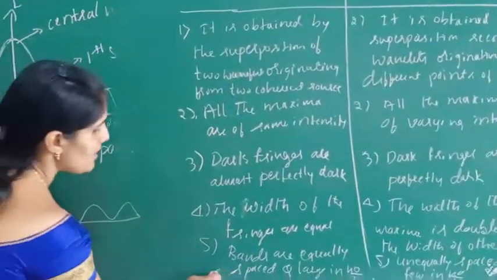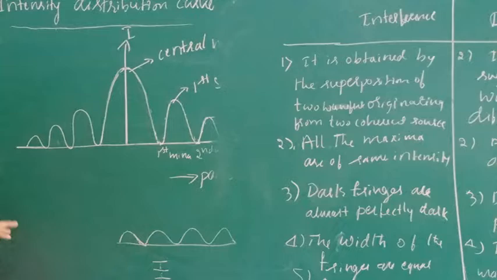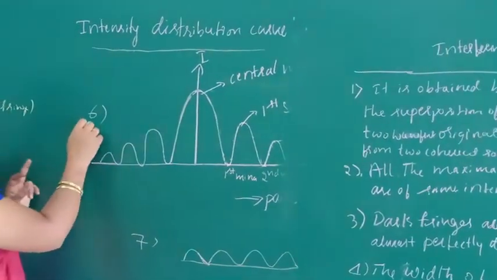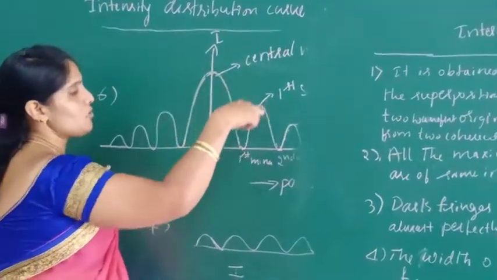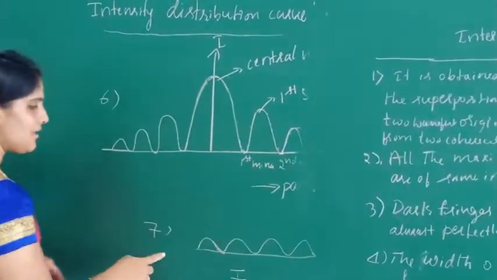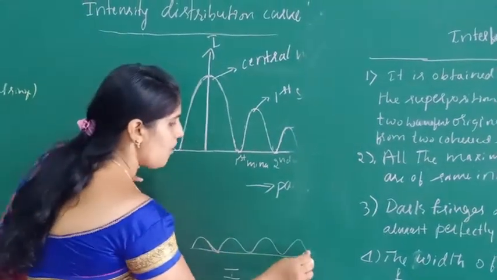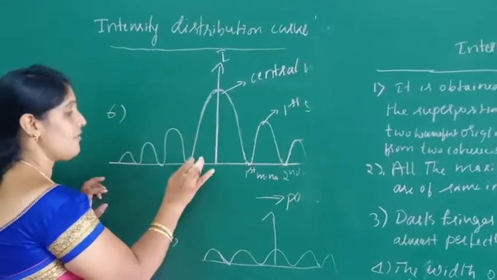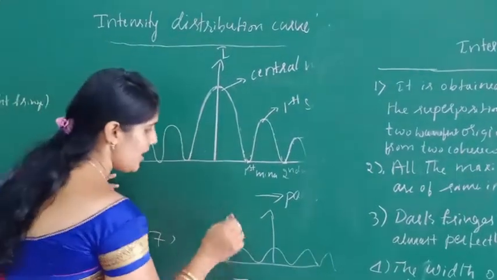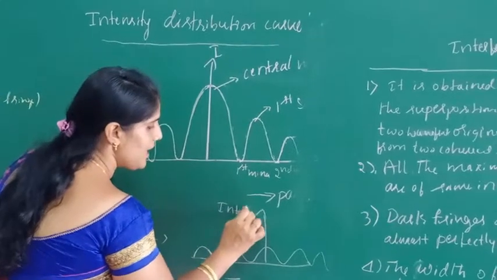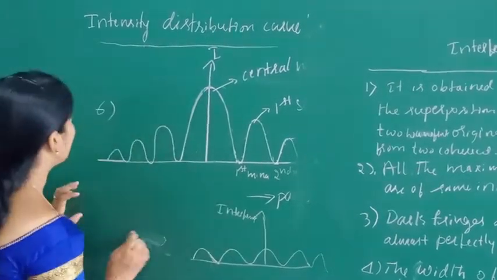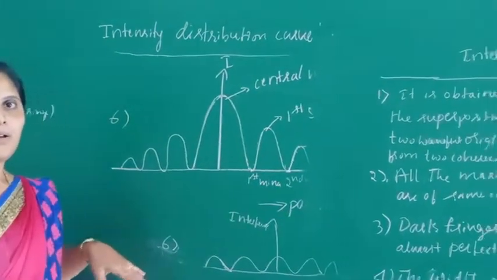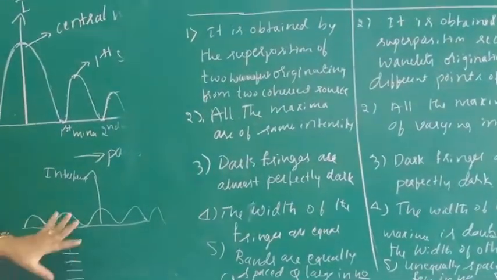The sixth difference is the intensity distribution curve. This is the intensity distribution curve for diffraction, and this is the intensity distribution curve for interference. Okay, so this completes diffraction.